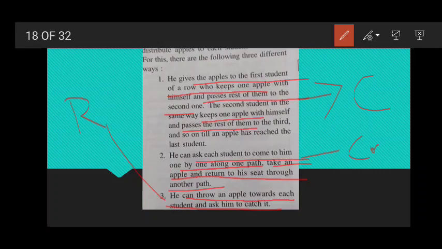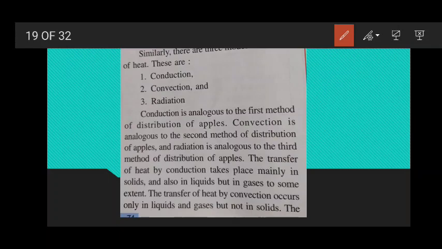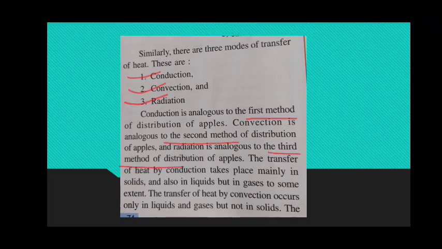So it is very interesting. Now I am going to discuss in detail conduction, convection and radiation. The first process is conduction, the second is convection, and the third is radiation. Conduction is analogous to the first method, convection is analogous to the second method, and radiation is analogous to the third method. So now let's discuss.